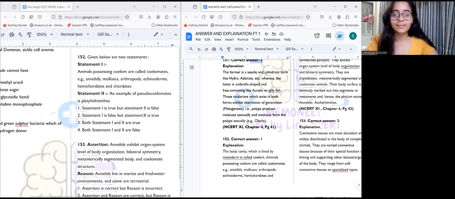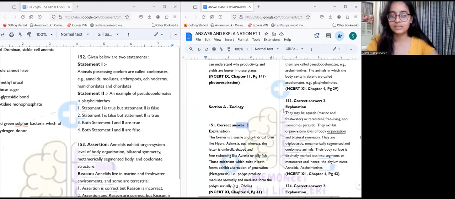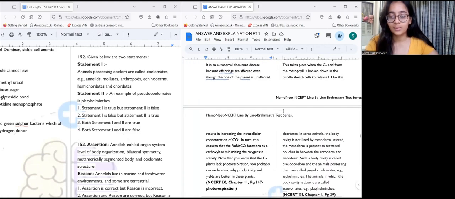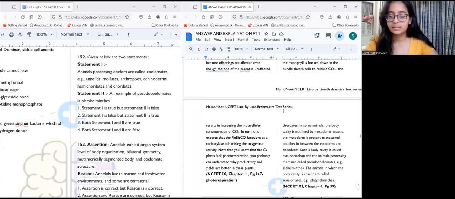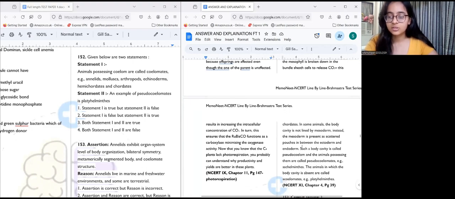For statement 2, an example of pseudocoelomates is platyhelminthes. Is it correct? No. Pseudocoelomates are not platyhelminthes. What is a pseudocoelomate then? Such a body cavity is called a pseudocoelom.